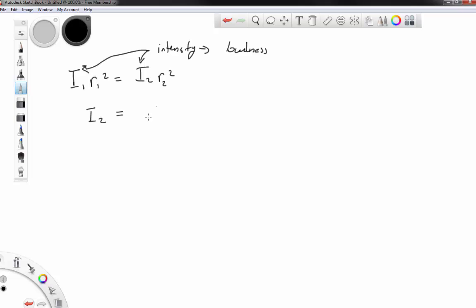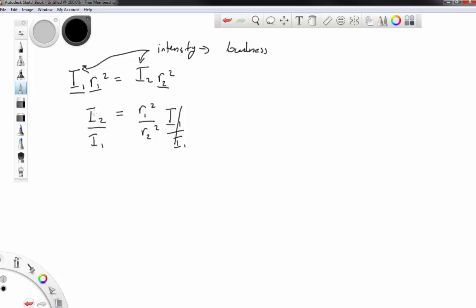Basically we're given R1 and R2, and we're given something that pertains to I1. So I2 is going to be R1 squared over R2 squared times I1. One way of doing this, in fact, would be to divide both sides by I1 and just set up a ratio.